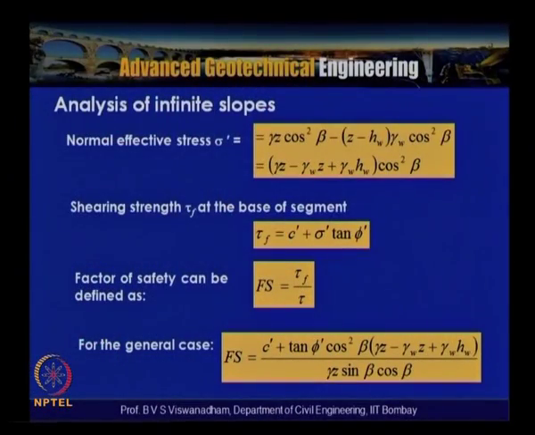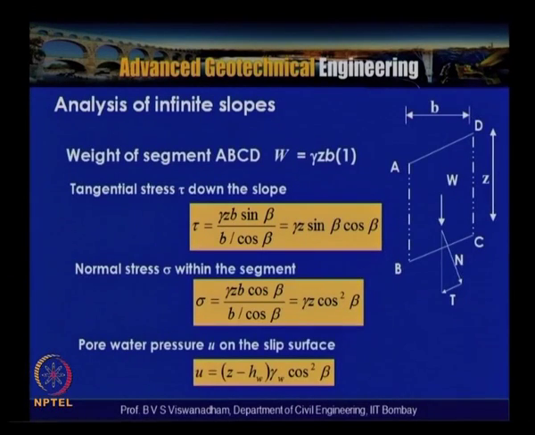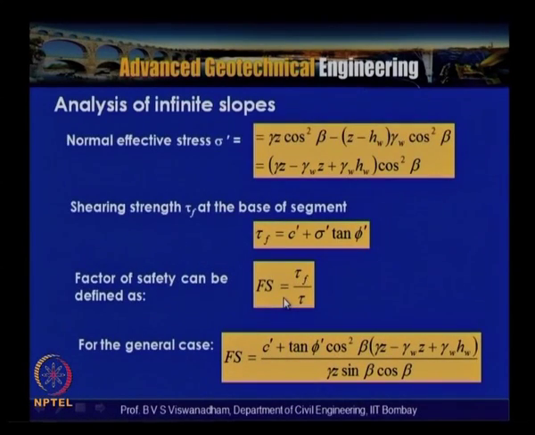Now, this is further simplified with the normal effective stress, sigma dash, which is equal to sigma, the normal stress, minus the pore water pressure. This can be written as gamma z cos square beta minus (z minus HW) gamma W cos square beta. By simplifying, we get gamma z minus gamma W z plus gamma W HW, times cos square beta. So, this is the normal effective stress sigma dash.